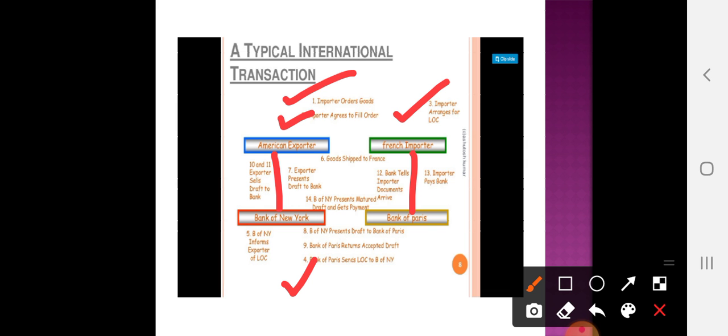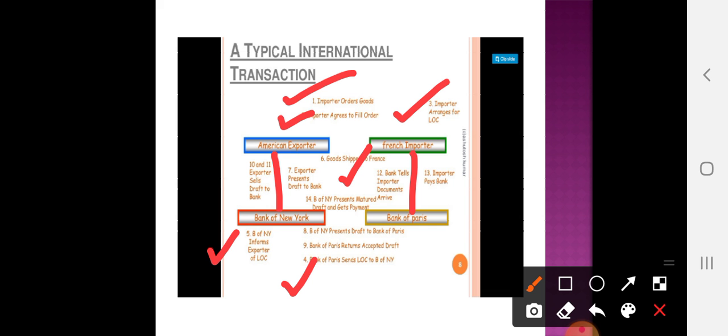We have to exchange the currencies, right? So the role of the bank comes into the picture. Once the importer prepares the LOC, that LOC needs to be given to Bank of New York. The fifth step is that Bank of New York informs the exporter of the LOC. So Bank of New York informs America regarding the LOC. The sixth step is that goods are shipped to France. Once the exporter in America has been notified, those goods will be shipped to France.